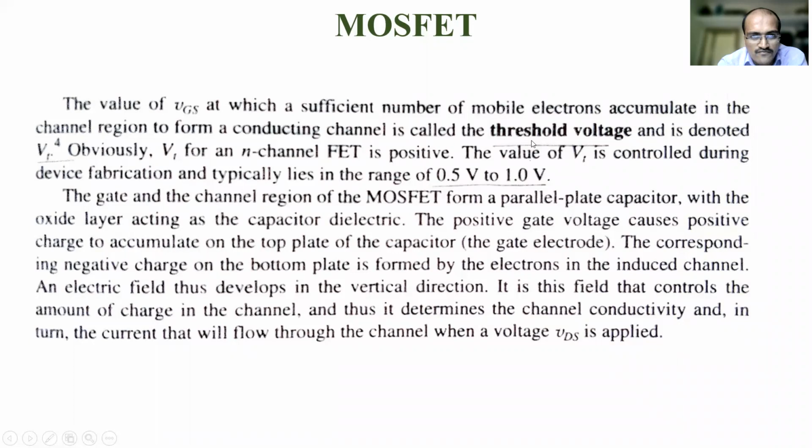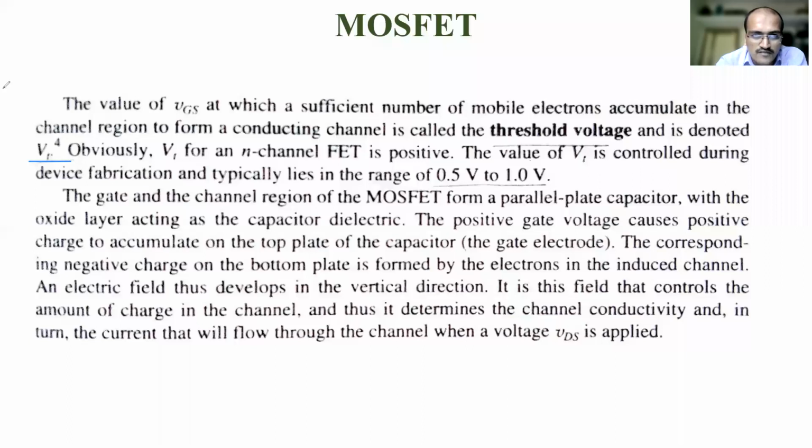This is denoted as VT. I earlier mentioned it as thermal voltage, so correct it: it is the threshold voltage in a MOSFET, denoted as VT. So this one parameter we understood now. Length we have understood, width we have understood, and the thickness of the oxide layer was understood last class. Now this is another parameter.